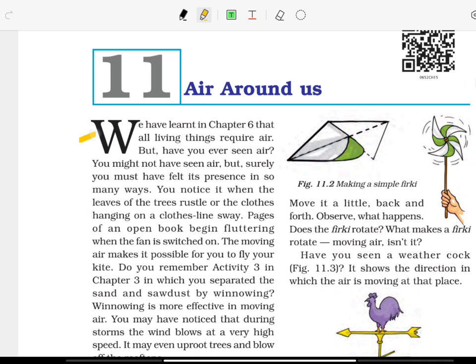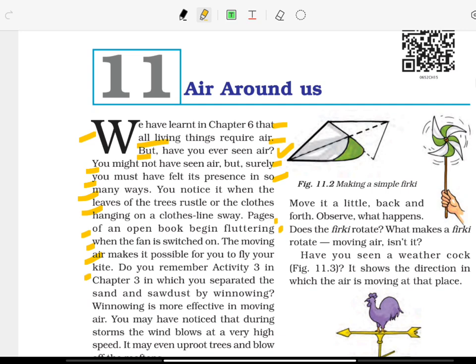Now let's start. We have learned in Chapter 6 that all living things require air, but have you ever seen air? You might not have seen air, but surely you must have felt its presence in so many ways. You notice it when the leaves of a tree rustle or the clothes hanging on a clothesline sway. Pages of an open book begin fluttering when the fan is switched on. The moving air makes it possible for you to fly your kites.